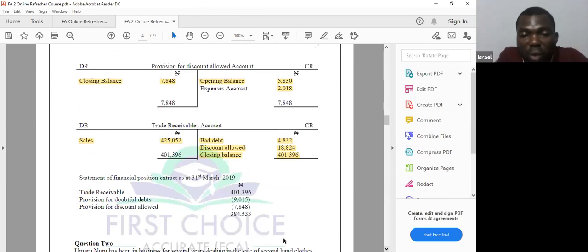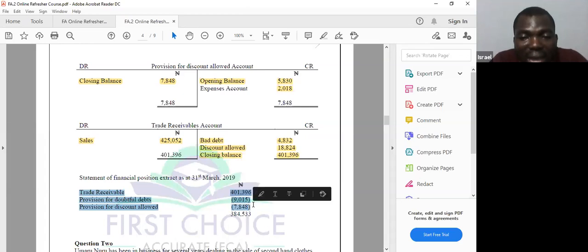Now, the last part of the question requires that we show the extract of the statement of financial position. If I want to do the extract of the statement of financial position, I'm going to first of all state my trade receivables. From there, I will less my provision for bad debt. From there, I will less the provision for discount allowed. And once I do that, I will get the total amount that I can use under my current assets. It means that if I'm preparing my statement of financial position, all these provisions will show.